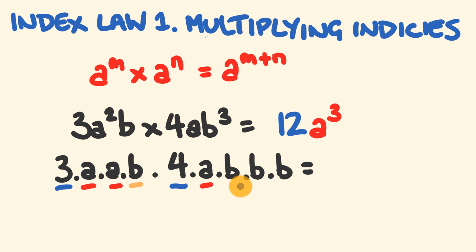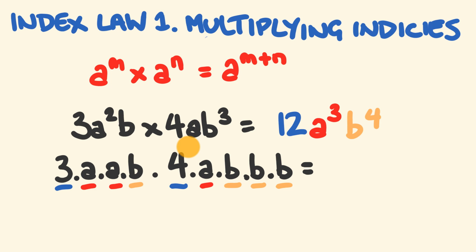We have 1, 2, 3, 4 of those. So that's going to be b to the power of 4. As you can see, we have b to the power of 1 plus b to the power of 3, and that gives us b to the power of 4. So for our answer, we have 12, a to the power of 3, b to the power of 4. And you can probably see there how much easier it would be to use that index law rather than going through this process every time.